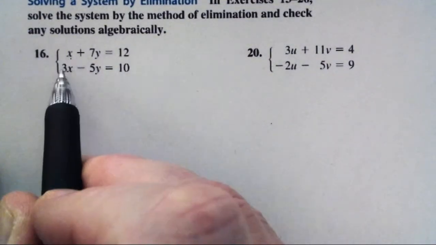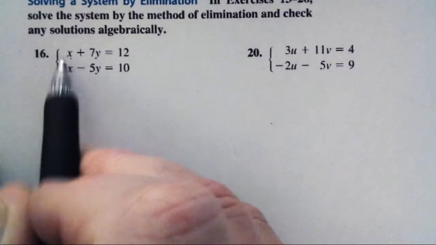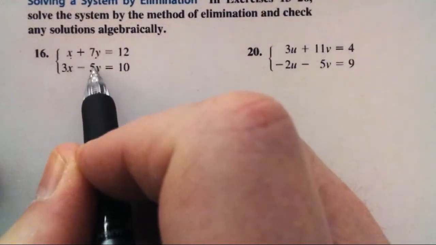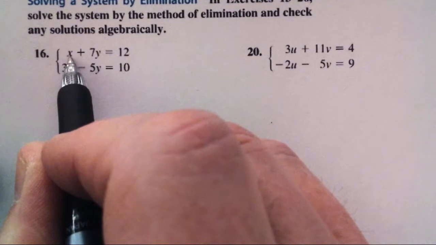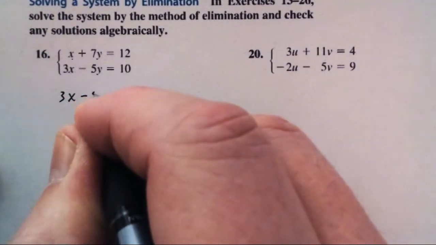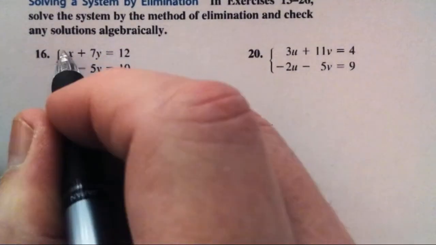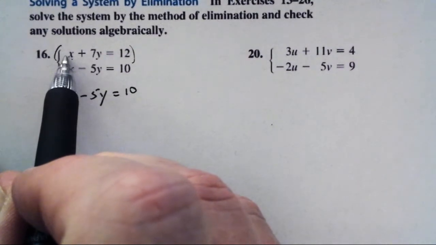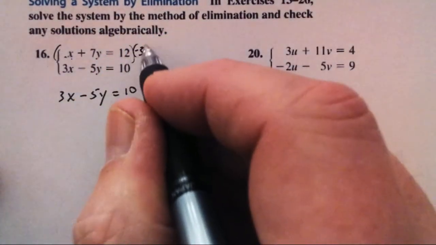The lead coefficients are 1 and 3, and the least common multiple of 1 and 3 is 3. I would say the x's can match up at 3, whereas the y's, 7 and 5, could conveniently match up at 35. I'm going to make the x's match up at 3. The second equation already has a 3. The first equation, I want to make this a 3, but in all honesty, I'd rather it be a negative 3. I'm going to multiply the first equation by negative 3.